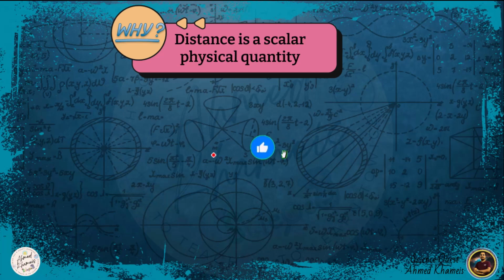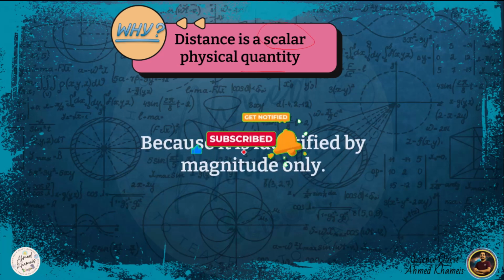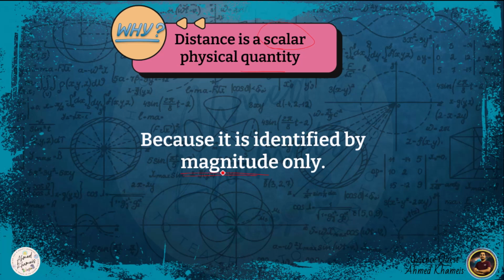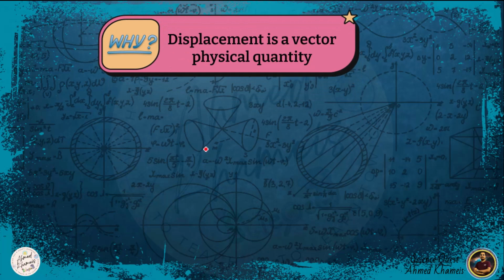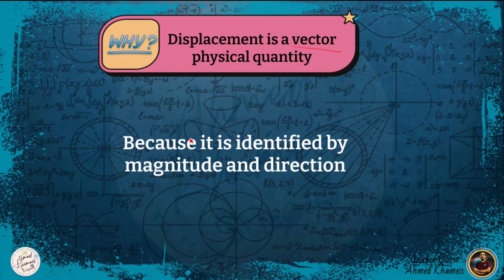Why is distance a scalar quantity? It is a scalar quantity because it only has a magnitude. Distance is identified by magnitude only. And why is displacement a vector physical quantity? It's a vector because to identify the displacement, we have to identify the quantity and the direction of the movement. So it's identified by magnitude and direction.